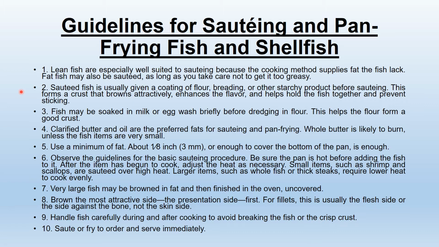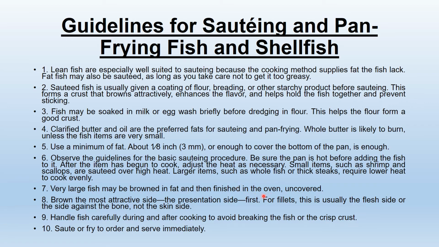Very large fish may be browned in fat and then finished in the oven uncovered. You see over here, guys, very important. If you see it is getting browned, but it's not cooking that fast, you are going to take it out and finish that in the oven. Uncovered, very important, uncovered. And also, over here I stated, in the oven, not in the salamander or the microwave. You are going to finish this in the oven.